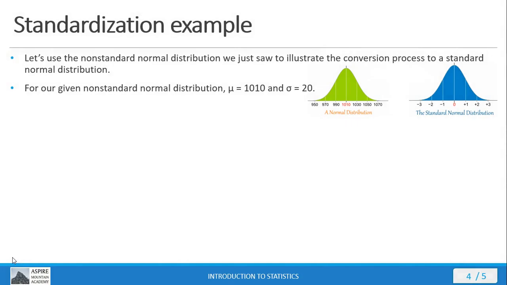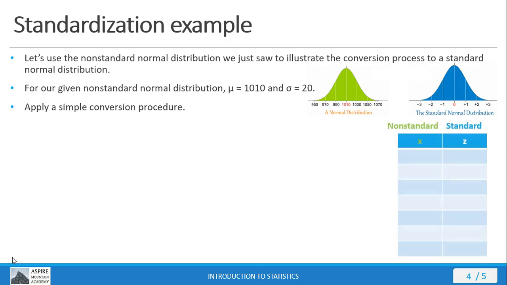Let's look at an example to illustrate how this works. Say we have a non-standard normal distribution with a mean value of 1010 and a standard deviation of 20. We're going to apply the simple conversion procedure we just described. To start, we'll have a table where we list all the values from the non-standard normal distribution, and then we'll fill in the corresponding values for the standard normal distribution.